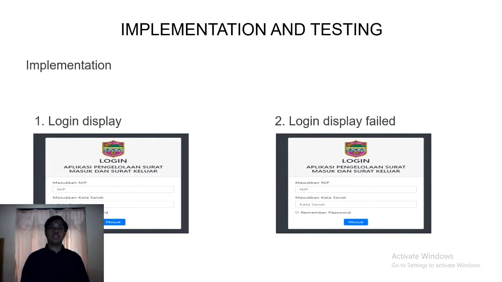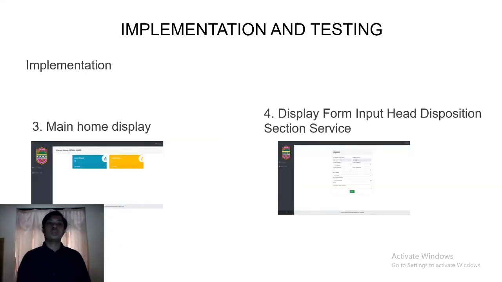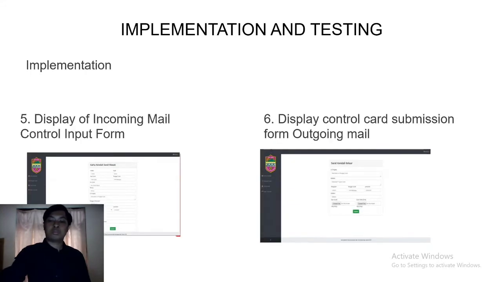The next is implementation and testing. In implementation, we have 10 displays for the web application. Number one is login display. Number two is login display failed. Number three is main home display. Number four is display form input head disposition section service. Number five, display of incoming mail control input form.